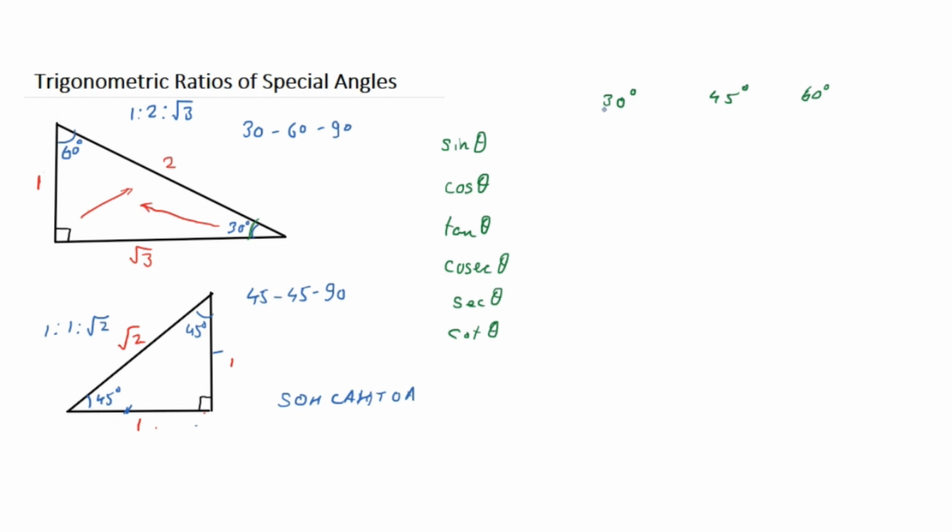30 degrees, sine of 30 degrees. So sine is obviously opposite over hypotenuse. So the side opposite to the 30-degree angle is 1. Hypotenuse is 2. So sine of 30 is 1 over 2.